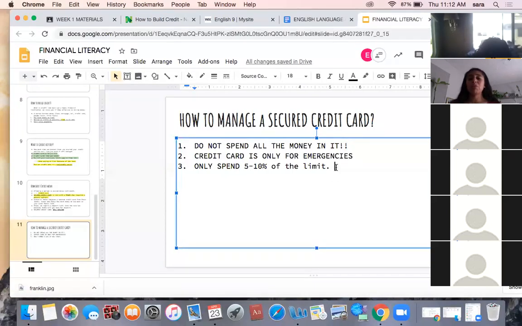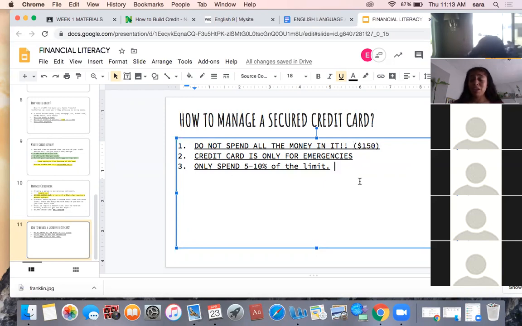Okay, so here's a couple guidelines on how to manage a secured credit card. Number one, do not spend all the money in it. Ruby, how much money did you have to spend every month for your credit card? 150. So what's the advice? Do not spend $150, okay? Just spend 5 to 10%.